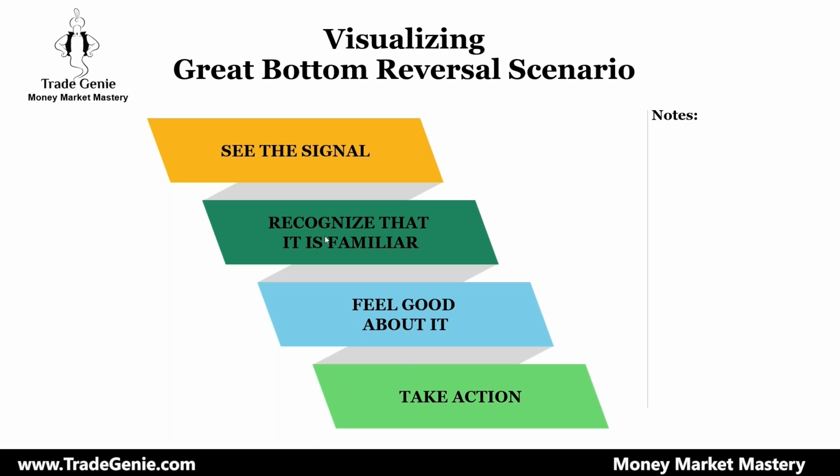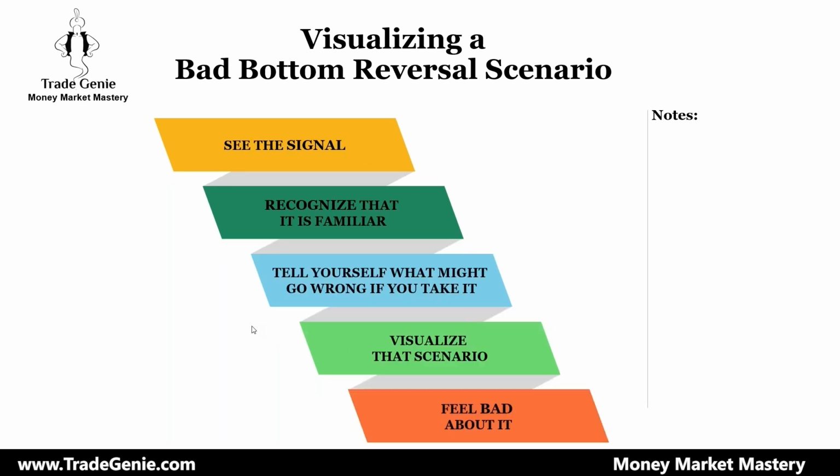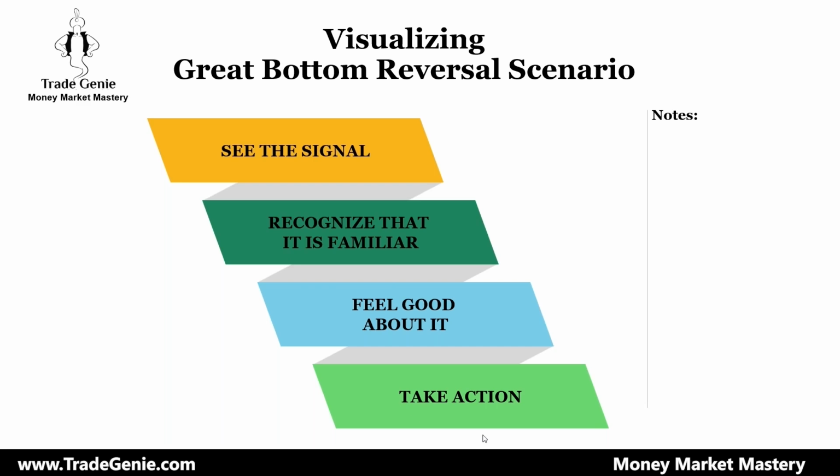So you see the signal, you recognize it's familiar, and instead of visualizing all that bad scenario, which is here, tell yourself what might go wrong, and then you start visualizing all that bad scenario. You're not doing that. You're feeling good about it, and then you take action. So if you keep this on a sticky note somewhere on your monitor, you say, okay, I see the signal, I recognize that it's familiar, and I'm really feeling good about it, and then you take action. So when you take action, what mental state do you have? So this is also important. In what mental state do you take action: a bold, courageous action, or a timid one?